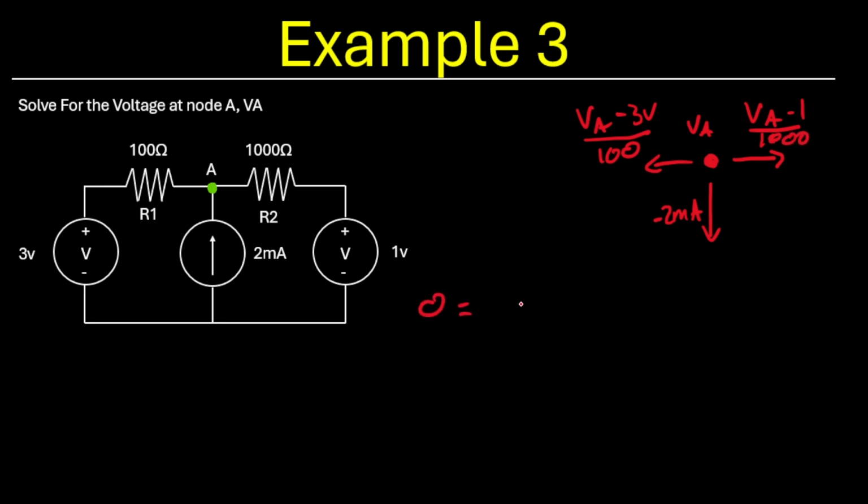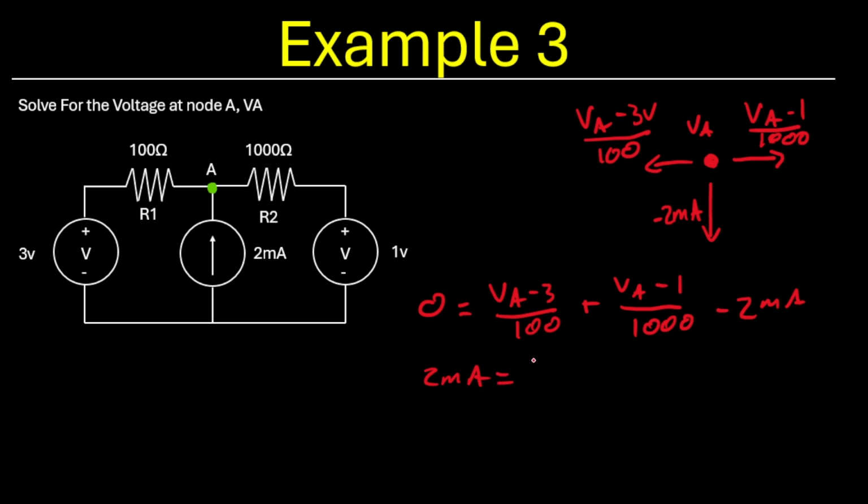Put this into our nodal equation, and we get VA minus 3 over 100 plus VA minus 1 all over 1,000 minus 2 milliamps. Add 2 milliamps to both sides. You get VA minus 3 over 100 plus VA minus 1 over 1,000. We can multiply everything by 1,000, get this to cancel out, get this to cancel out with a factor of 10 on top, and this becomes 2 amps.